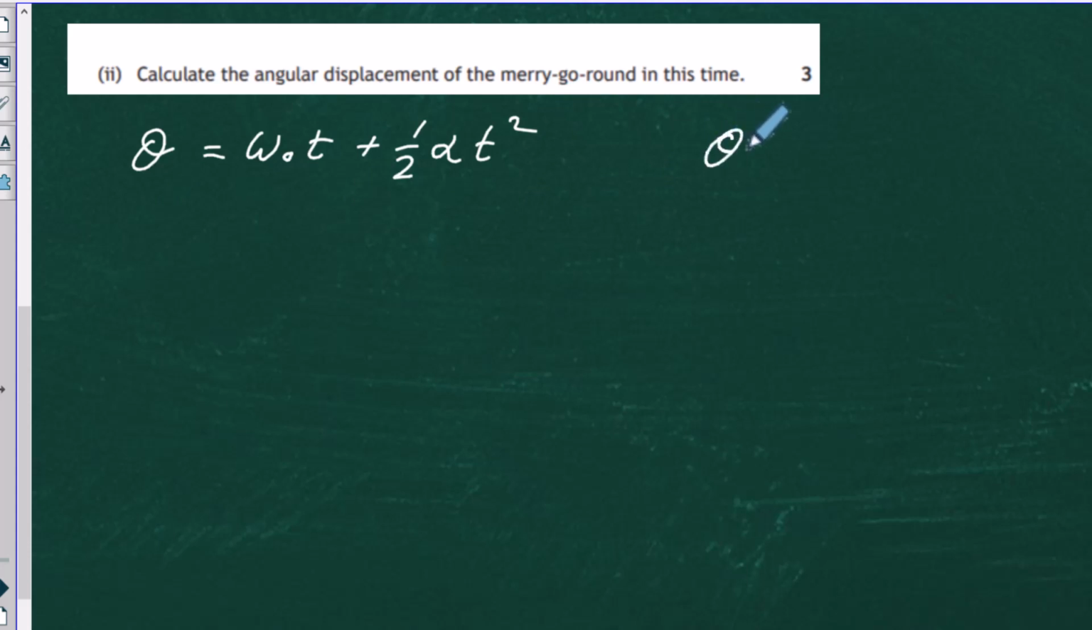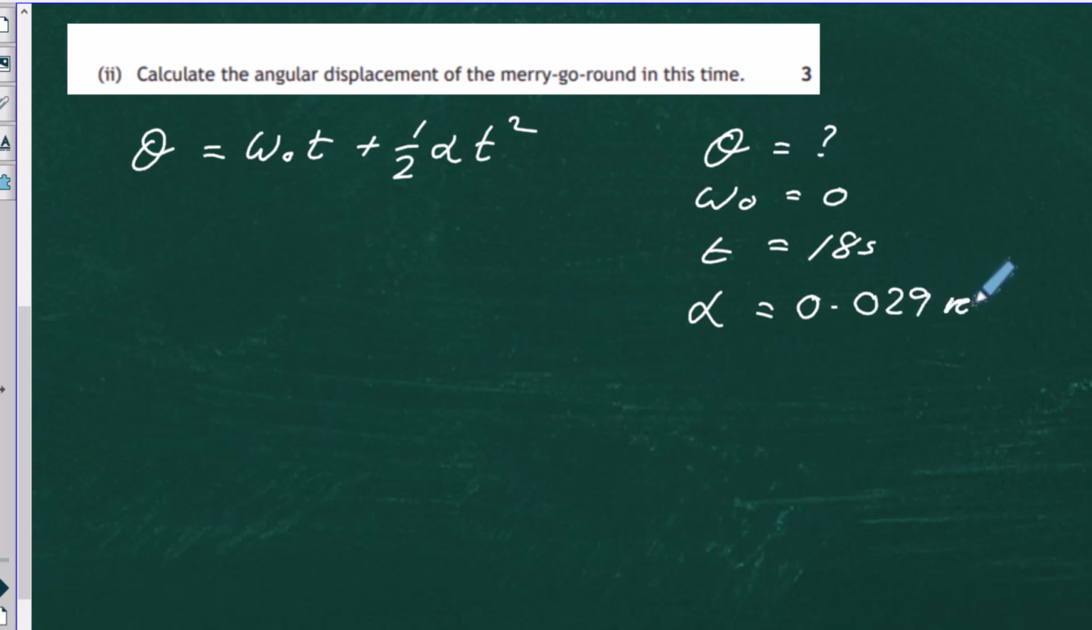We're asked to find theta. We know that omega naught is 0 because it's starting from rest. We know that the time t, the value we had to begin with, is 18 seconds for this particular change in velocity. And we know that alpha, which we just worked out, is 0.029 radians per second every second. So we've got theta, omega naught, t, and alpha. So just plug the values into the equation.